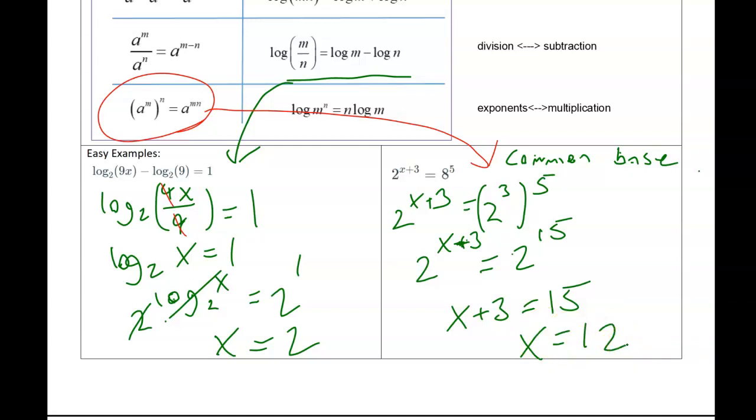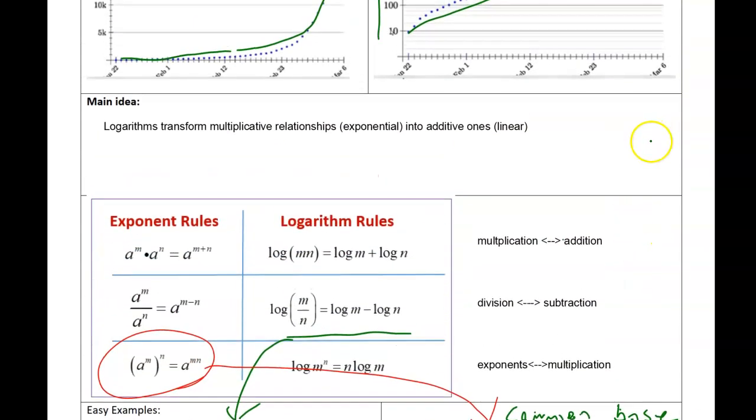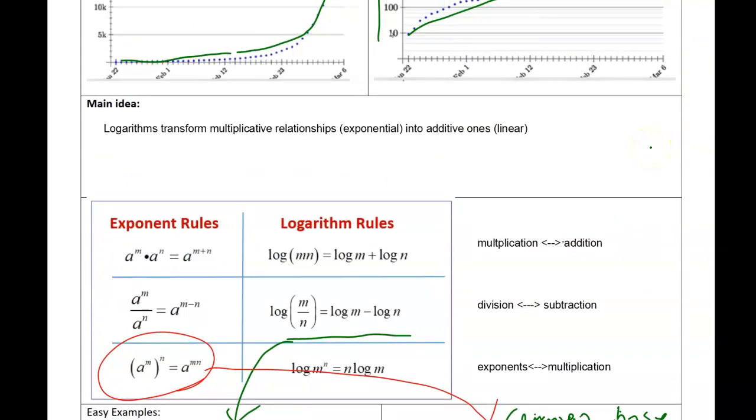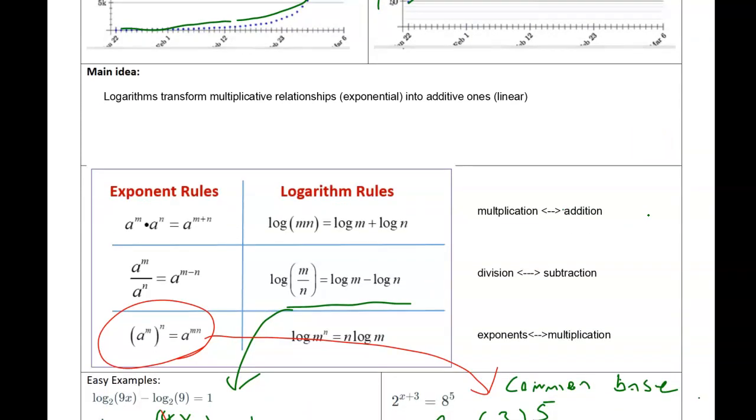So again, the goal here is to build up these intuitions about these relationships. And remember, the best way to do that is to keep in mind that this is a transformation, and that will make it easier for you to remember your rules here.